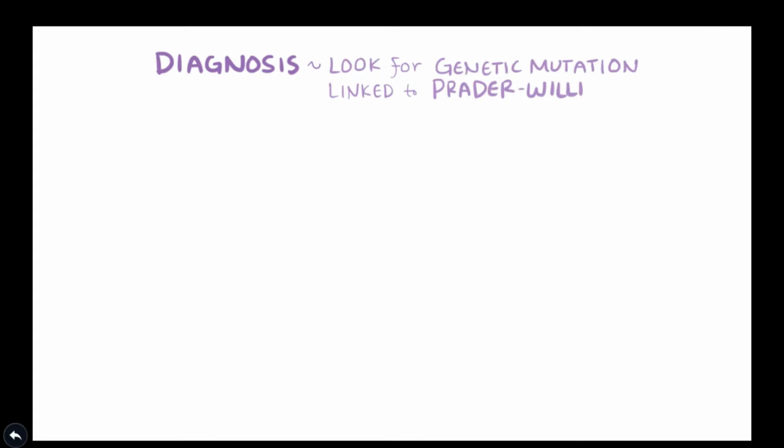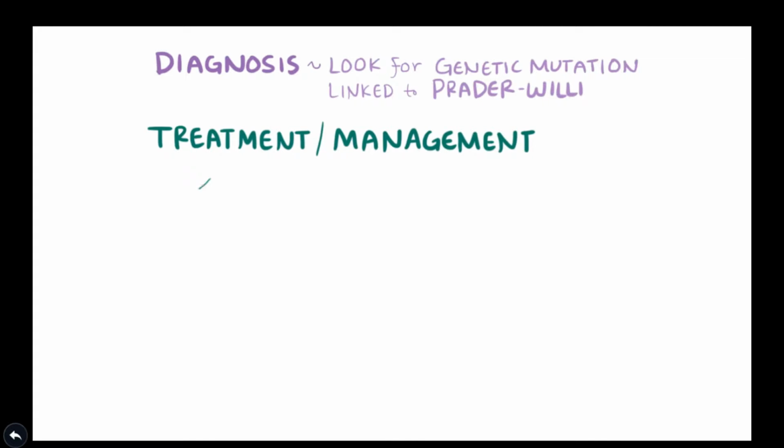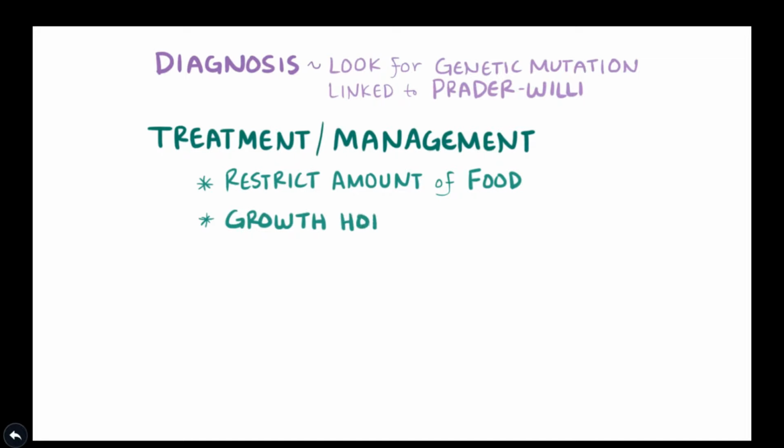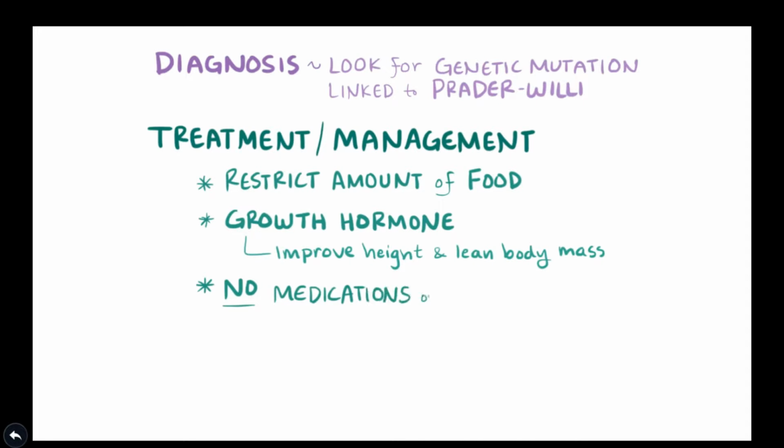Diagnosis of Prader-Willi is done by looking for evidence of a genetic mutation linked to Prader-Willi. And as for treatment or management, it's often necessary to restrict the amount of food that a child with Prader-Willi eats. And this is often done by locking the refrigerator and cupboards. In addition, giving growth hormone can help improve overall height and lean body mass. Unfortunately, though, there's no medicine or surgery that's worked to control the overeating.